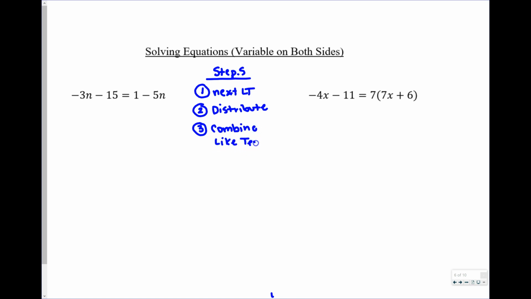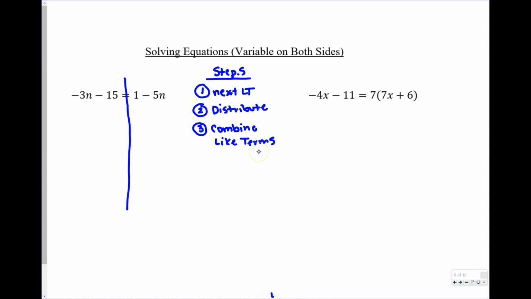Now this is tricky. A lot of students make a mistake here. You always draw your line first, and when I mean combine like terms, I mean does this side have any like terms and does this side have any like terms? I get that the 5n and the negative 3n are like terms, but because they're on opposite sides, we do not combine them. Okay, so don't do that. Don't combine them. They get moved around.